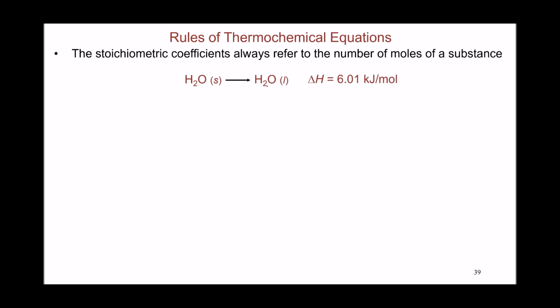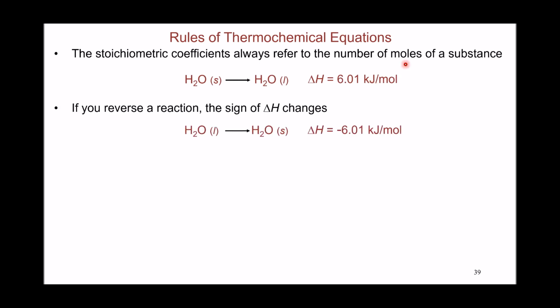So that reaction tells you that in order to melt 1 mole of ice into liquid, you would need 6.01 kilojoules of heat. The second rule is that if you reverse the direction of the process, you have to reverse the sign of the change in enthalpy. So if you are going the other way around, freezing 1 mole of water into ice is going to release the same amount of heat into the environment. So it's going to have a negative sign to indicate that it's releasing the energy instead of absorbing it.